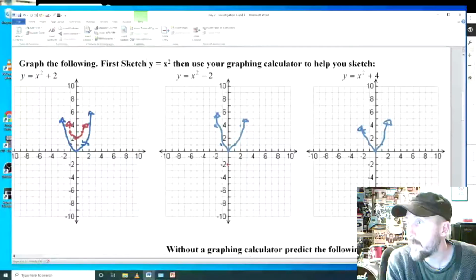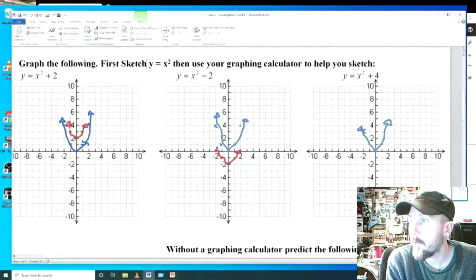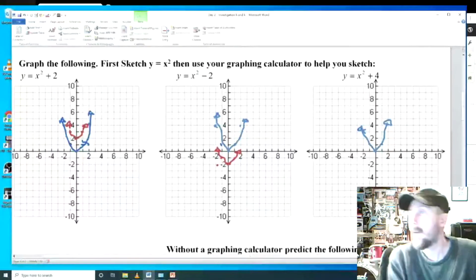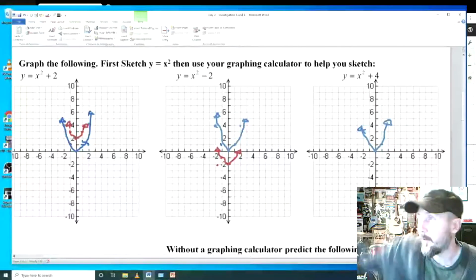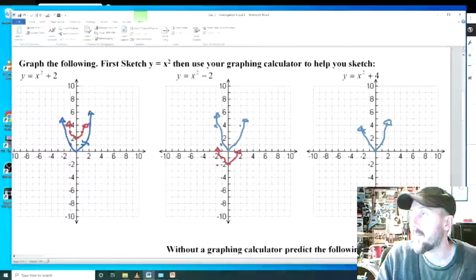Okay, this one's minus 2. We move all our points down 2. Over 1, up 1. There we go. Over 1, up 1. There we go. And, oh, I am terrible at that. There we go. It should look like a nice little U there, kind of like it did on that Desmos window.